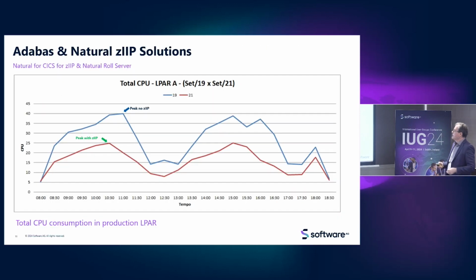Okay? And this is an example of a zIIP enablement of a customer together with the Natural Roll Server. This is a comparison of 2 days of processing, September 19 versus September 21. Before zIIP, you see a peak here of 40% CPU. And this is an LPAR with 6,000 to 7,000 Natural users under CICS in many different Natural regions. On the day that we activated zIIP, we see a reduction of the peak from 40 to 25. So it's a reduction of almost 40% CPU in total.